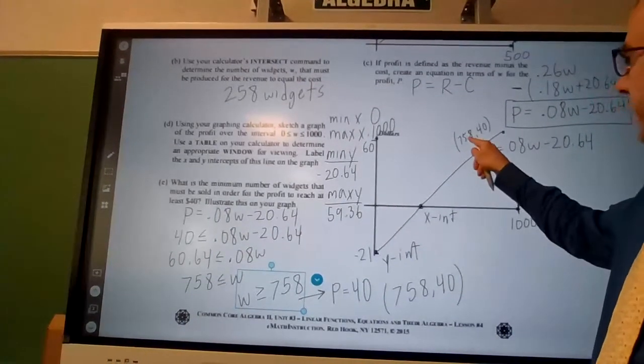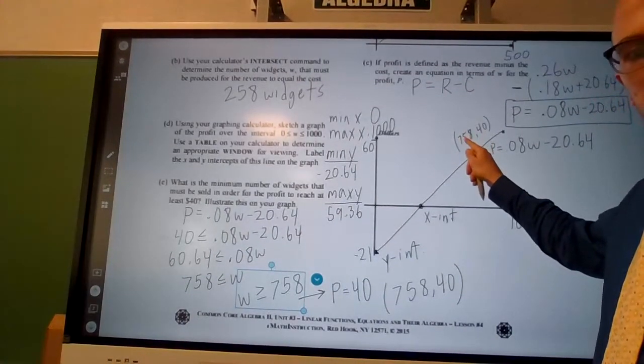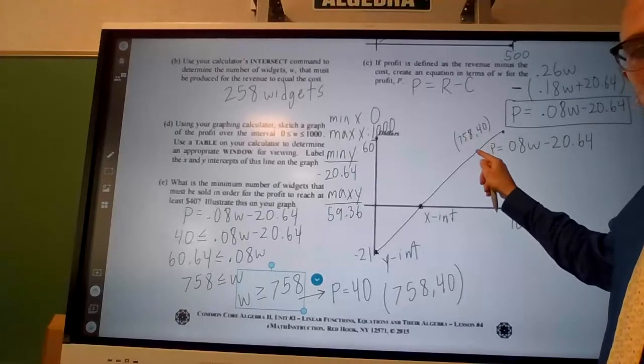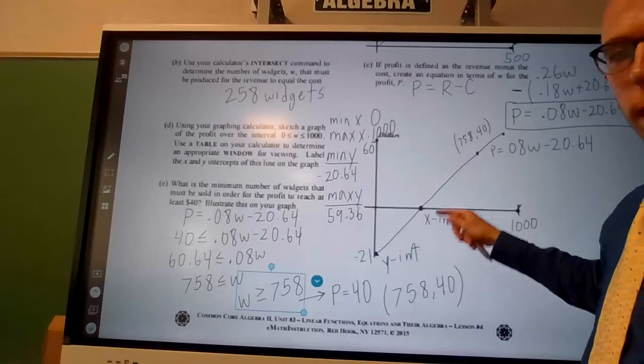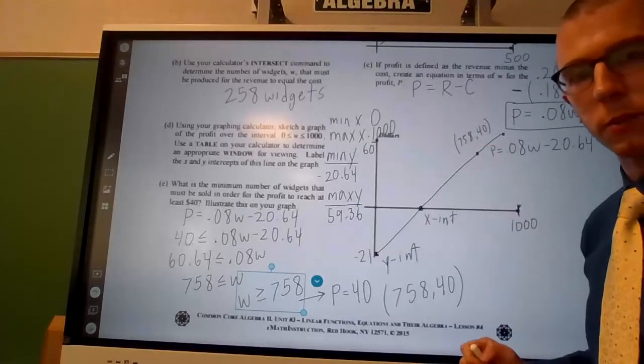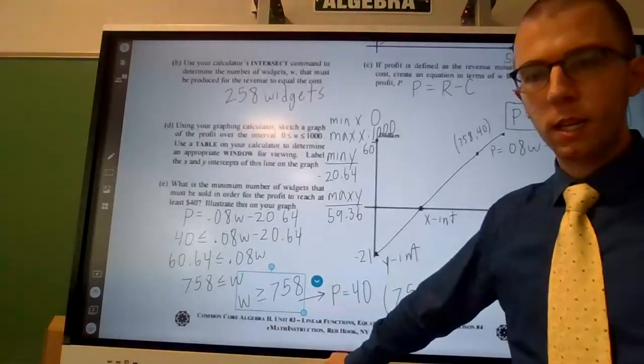So again, 758 is the minimum number of widgets for the profit to be at least $40. That is that point right there on this function. That's what that represents. All right.